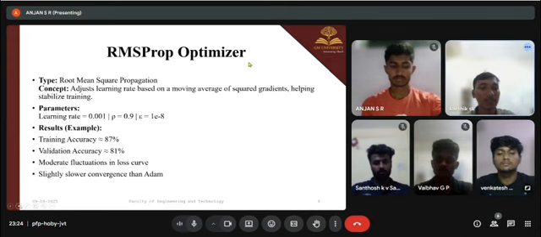It gives a training accuracy of 87% and a validation accuracy of up to 81%, with moderate fluctuations in the loss curve, but it gives a slightly slower convergence than Adam. Compared to Adam, RMSprop gives a slower convergence in the curve, and its training accuracy and validation accuracy are lower than Adam's.